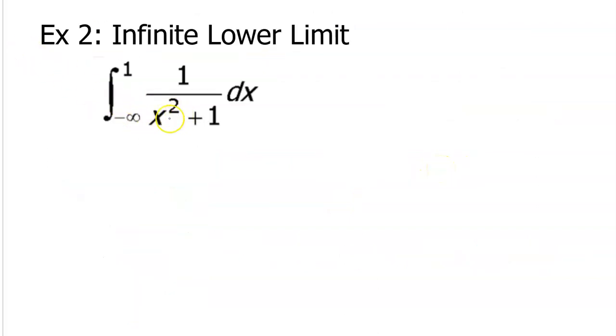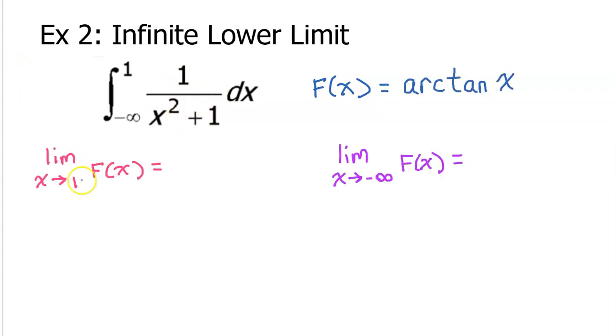Example 2 is clearly an improper integral because the lower limit is negative infinity. Step 1 is to find the antiderivative of the integrand and call it capital F of x. And this is just a memorized rule. We know that the antiderivative of this is arctangent. Next, we need to find the limit as x approaches 1 and the limit as x approaches negative infinity.